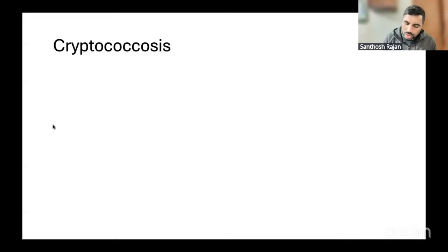Now, clinical feature. The primary organ to be affected is the lung only, primary lung. It becomes secondary, systemic, only when there is decreased immunity, when immunity goes down. In systemic disease, the most common presentation is meningitis. It is the most common cause of meningitis in HIV patients, especially when the CD4 count goes less than 100, less than 200, you will get this infection.